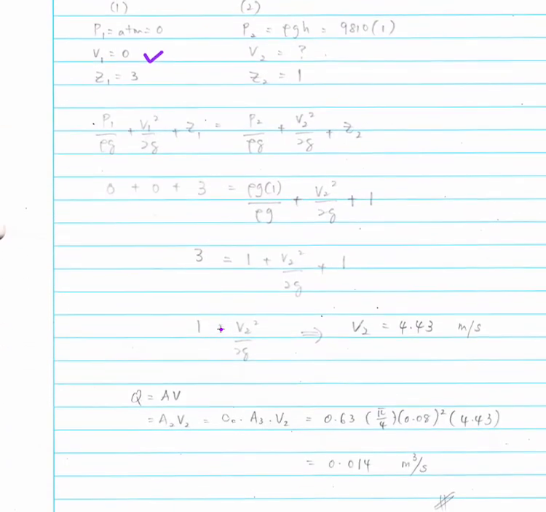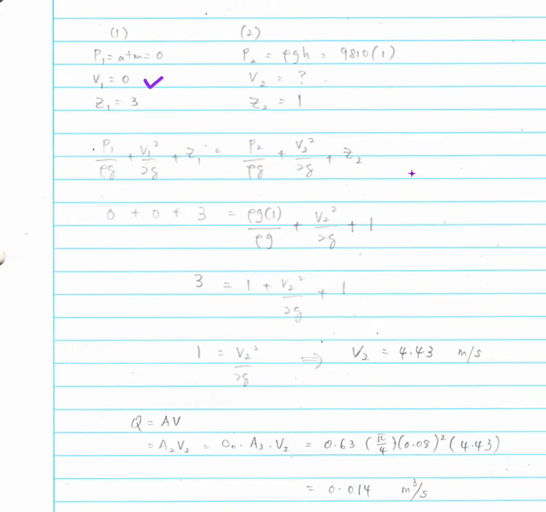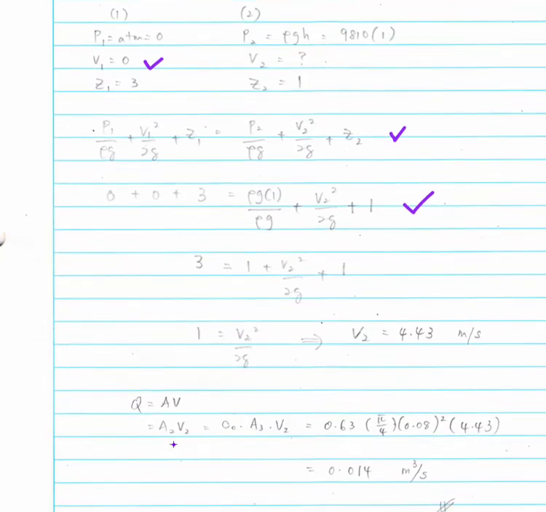Okay, so then we write down our Bernoulli equation like this one, substitute all the values, and we could get that V2, the velocity that goes through the orifice, is equal to 4.43 meter per second. Then we could calculate the flow rate by using this equation, and we get 0.014 meter cube per second. Okay, this is the equation to calculate the flow rate, A2 times V2.